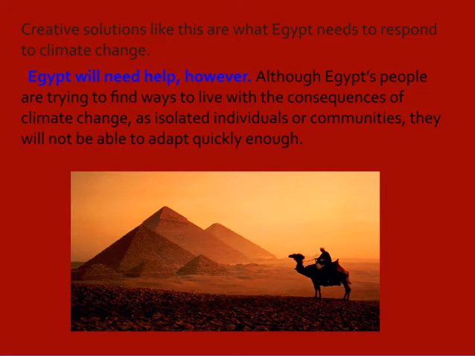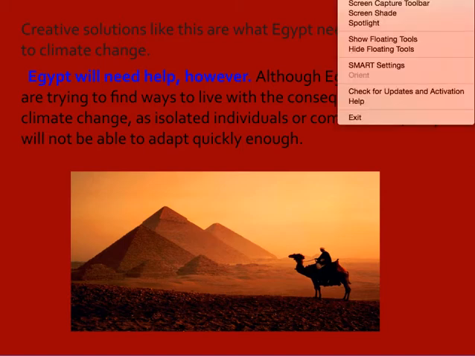Although Egypt's people are trying to find ways to live with the consequences of climate change, as isolated individuals or communities, they will not be able to adapt quickly enough. So, in the time that she transitioned from one idea to the next, she kept the reader along with her the whole time. And that is what transitions are doing. They're used to help you, and they're used to help the reader understand what you're trying to say in your writing. I hope that this video will help you, and good luck with your transitions.